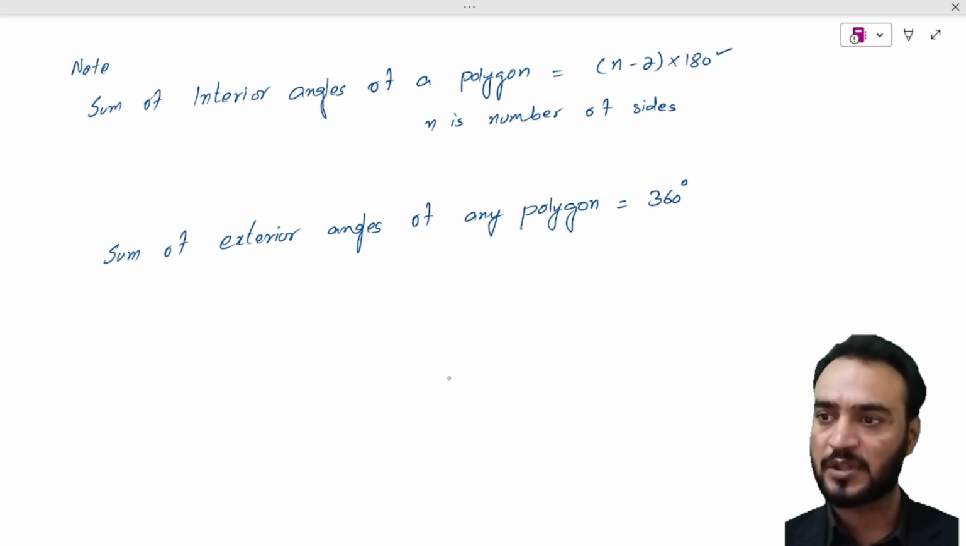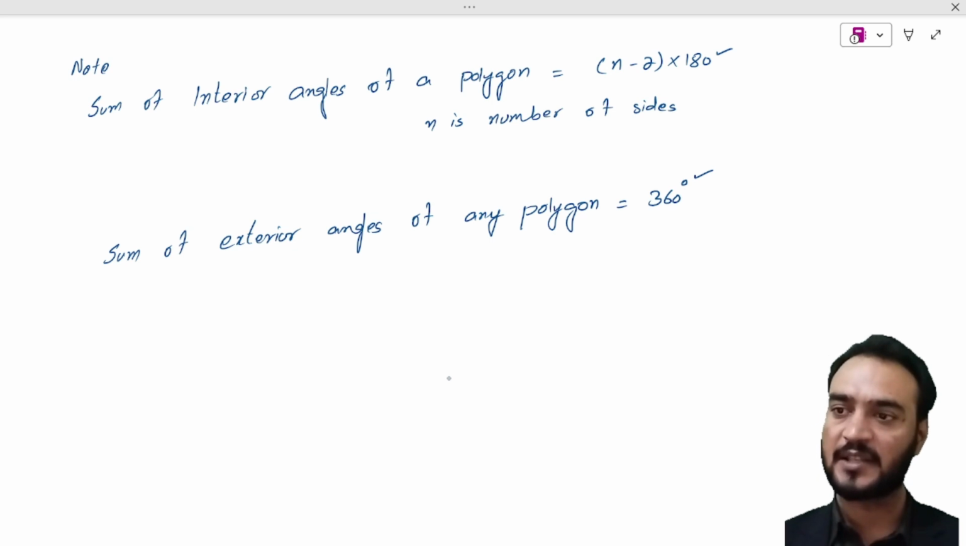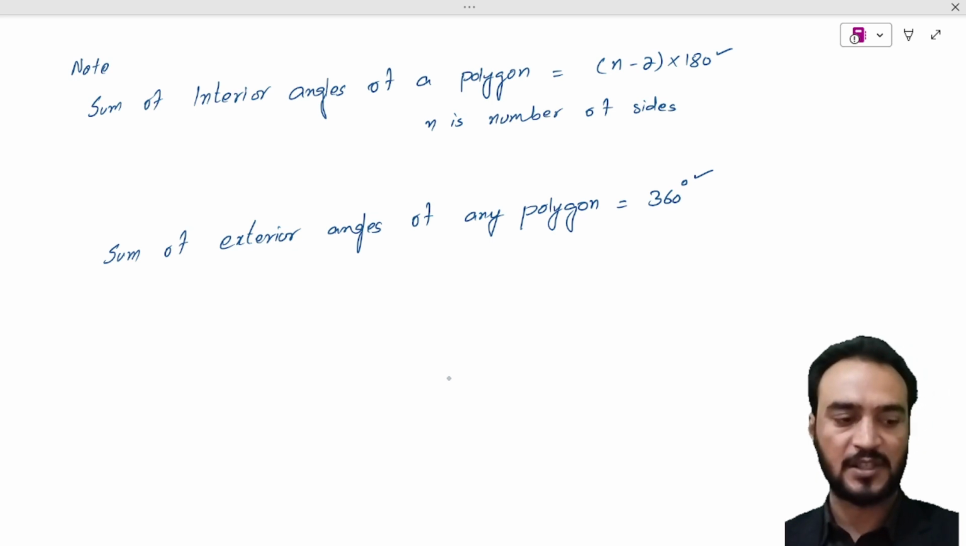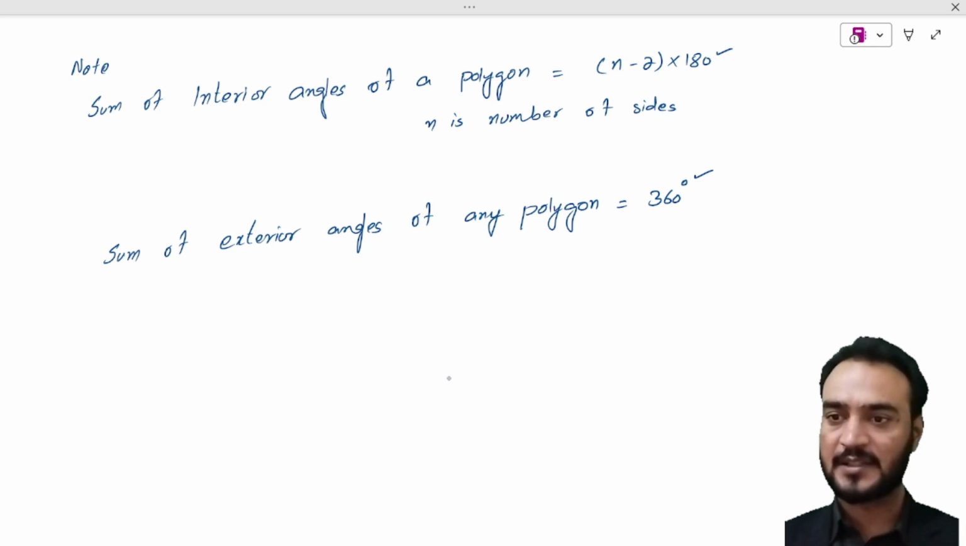So these two things you must know before exercise 11c, because we are going to use these two things in exercise 11c. And these are all the basics for polygons for today. In my next lecture I will solve exercise 11c.